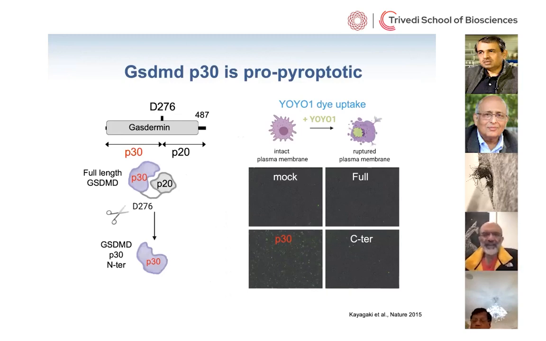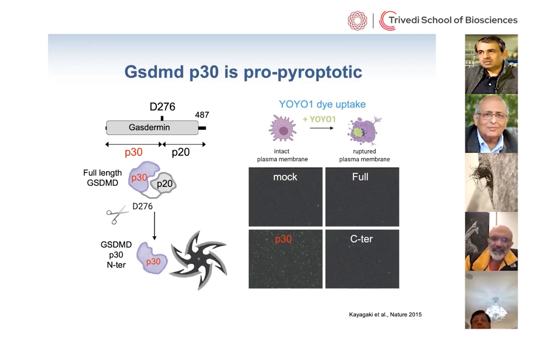Well, the answer turned out to be relatively simple: this fragment P30 that is generated is the fragment that disrupts the membrane. We were able to show that by overexpressing either the full-length protein and measuring cellular viability. If cells are dying, they're going to take up this dye, YO-PRO dye. Cells tolerated full-length quite well. They tolerated overexpression of the C-terminus P20 quite well. But as soon as you overexpressed P30, kabang, they died. So P30 was causing cell death.